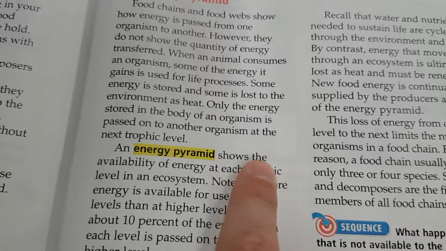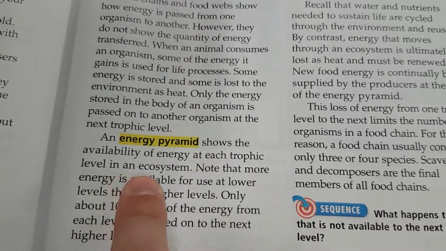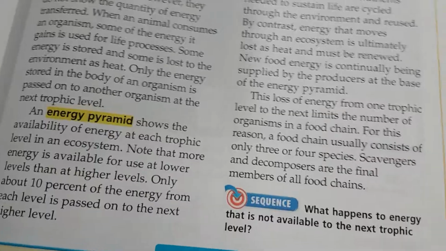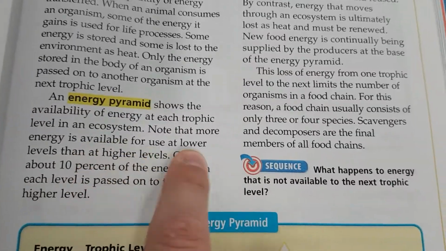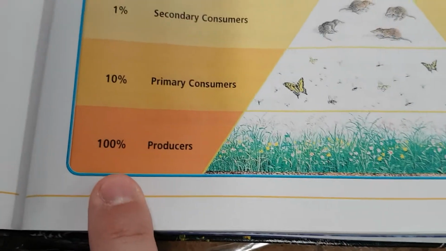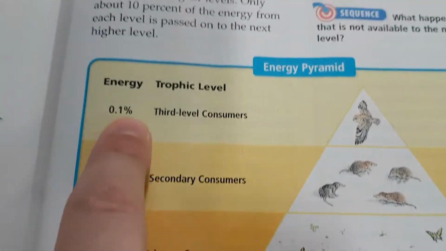An energy pyramid shows the availability of energy at each trophic level in an ecosystem. Okay, we already know that from our vocabulary term. Note that more energy is available for use at lower levels than at higher levels. Okay, more energy is available at lower levels than at higher levels.